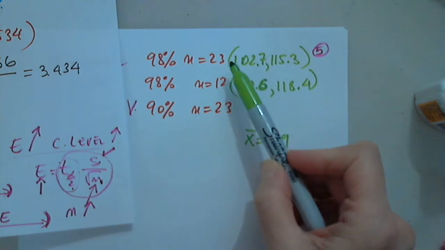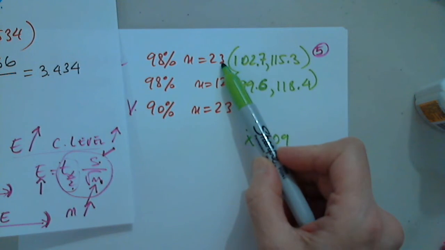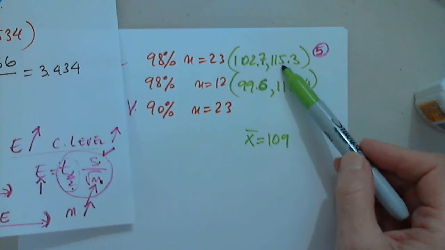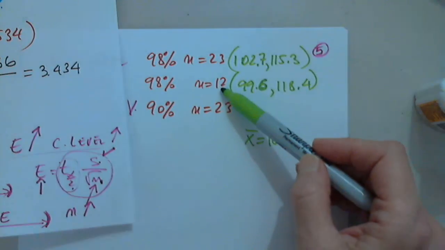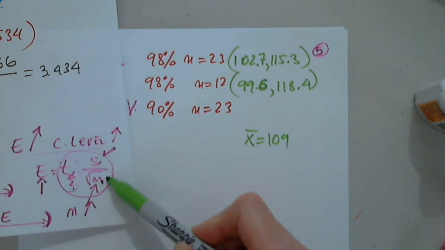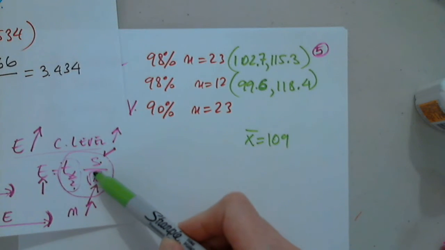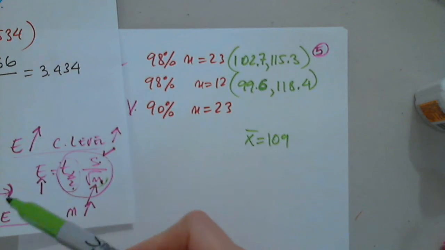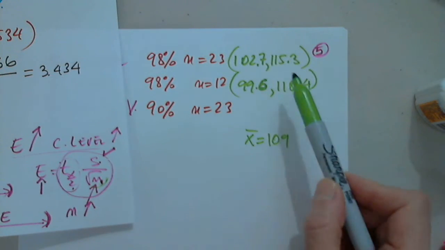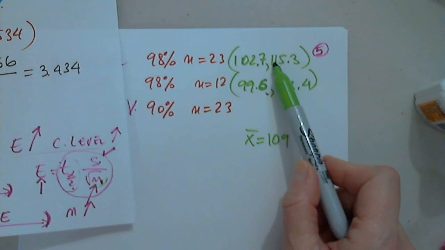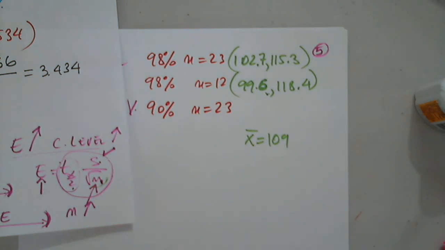So with n equals 23, we got the interval 102 to 115. But I decreased n, which means it increases the error because n is in the denominator. If I divide by fewer people, I get more here, right? So that's why this is a wider interval than this one, because here the margin of error is bigger than in this interval. So now let's see how they want us to interpret.